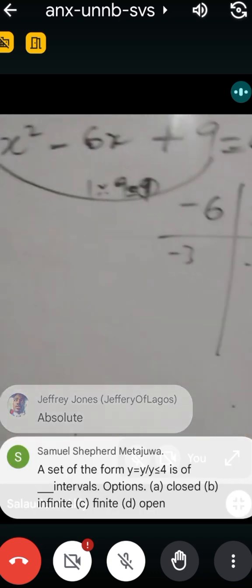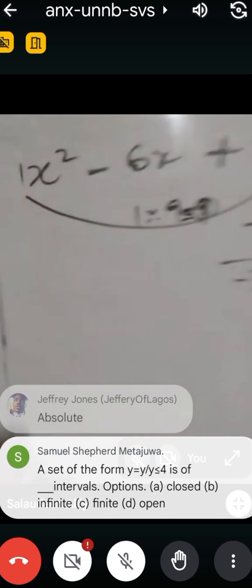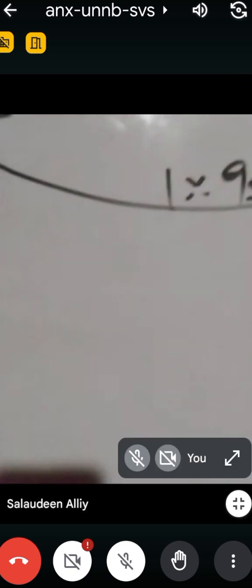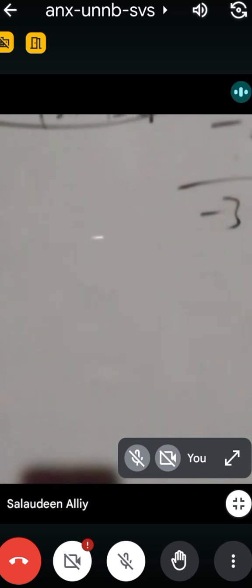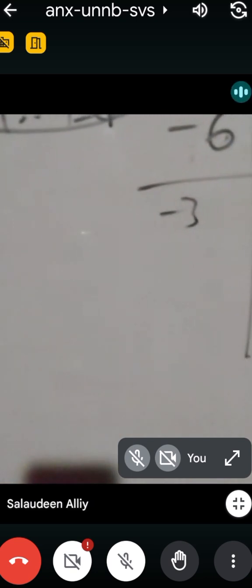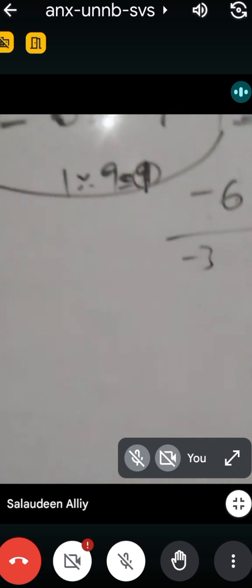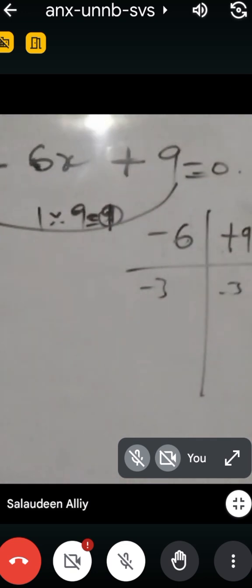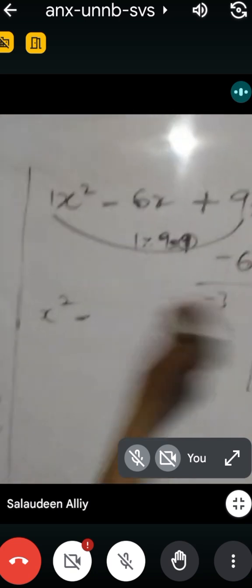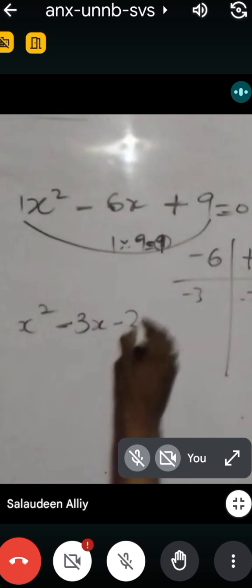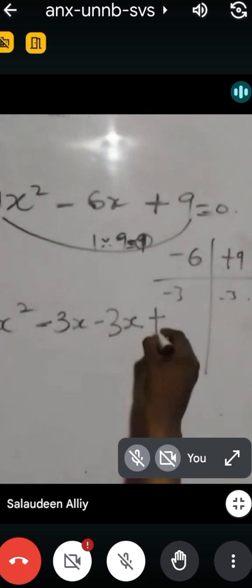Now let us come and reduce that. Now, guys, we are not solving any question on that subset for now. So x squared minus 6x equals minus 3x minus 3x plus 9.